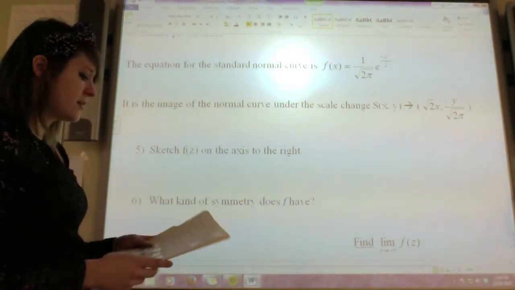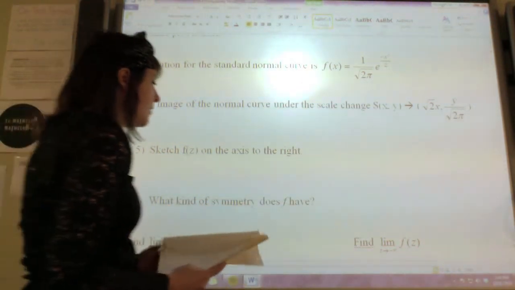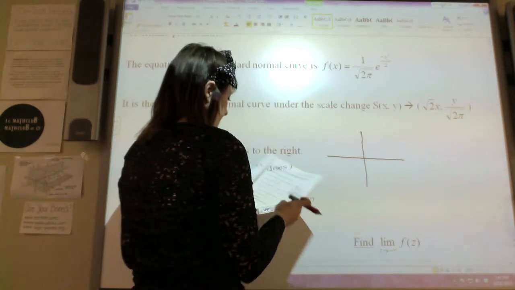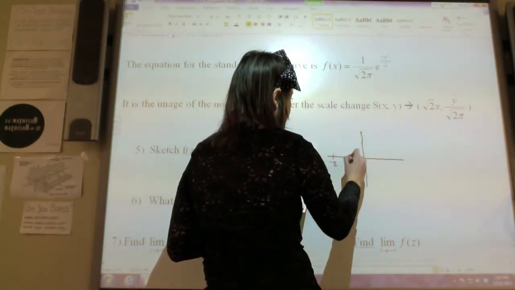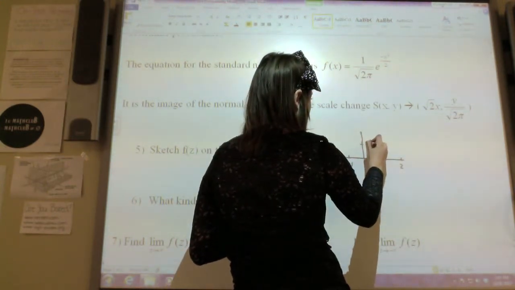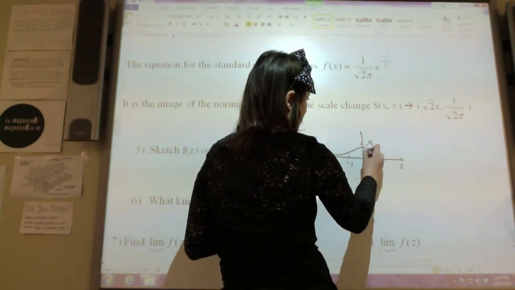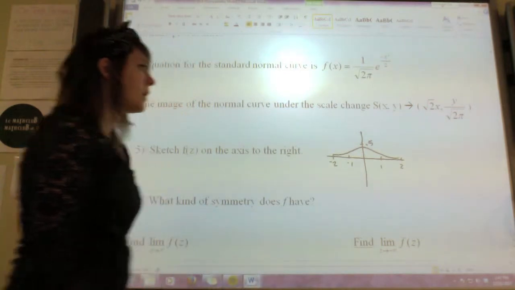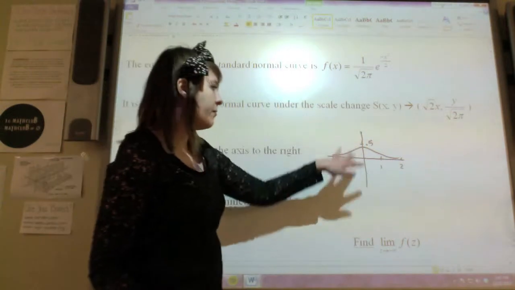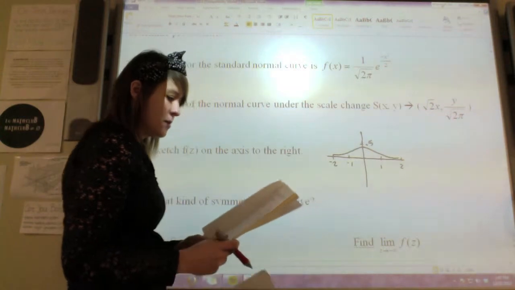So if we want to sketch that on the axis to the right, you can go ahead and graph that on your graphing calculator, and what you should get is something like this. Okay, so notice that it doesn't even go all the way up to 0.5 for this middle probability here, and it's still extending past -2 and 2.